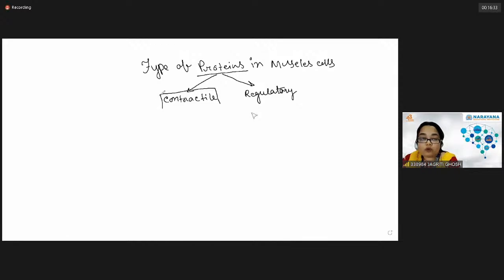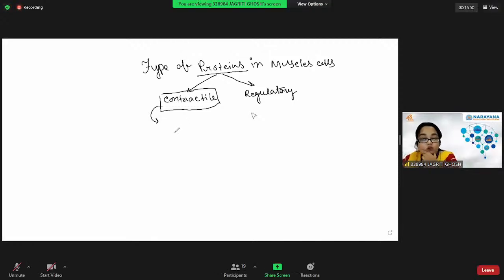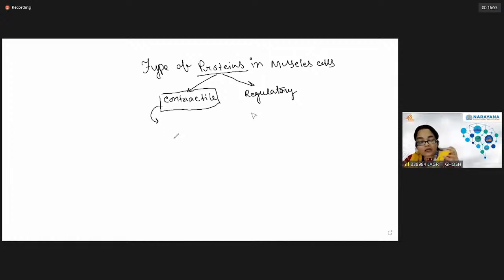With the name only, you must understand that contractile proteins have the power of contraction. So the proteins themselves do not, sorry, these proteins themselves do not contract, but they can contract. They need an impulse or a force to contract. So we can write down that the proteins themselves do not contract.